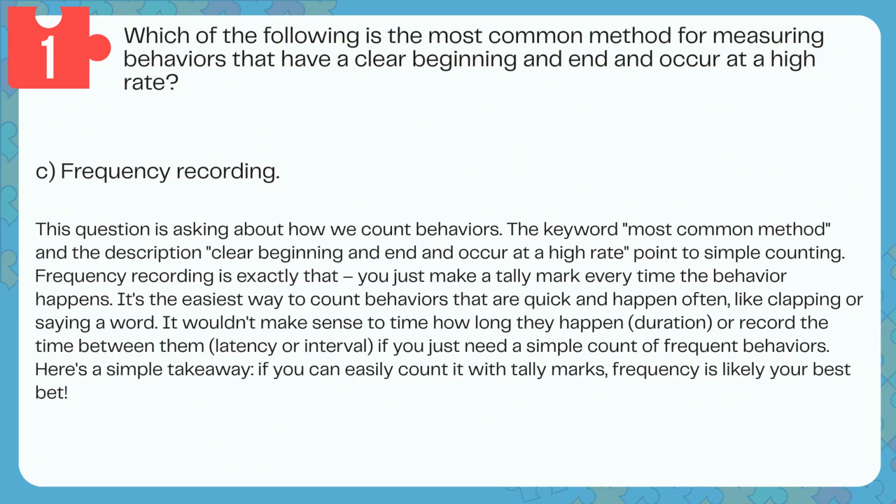Answer: C. Frequency recording. This question is asking about how we count behaviors. The keywords, most common method, and the description, clear beginning and end and occur at a high rate, point to simple counting. Frequency recording is exactly that. You just make a tally mark every time the behavior happens. It's the easiest way to count behaviors that are quick and happen often, like clapping or saying a word.